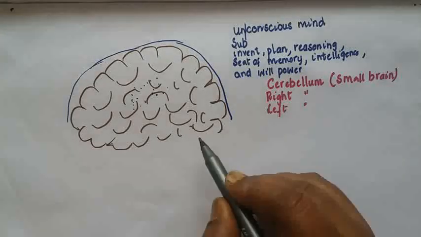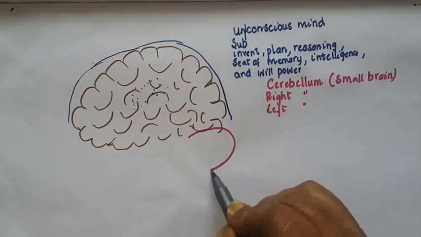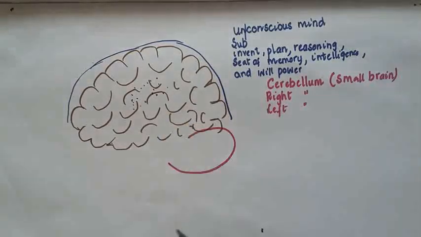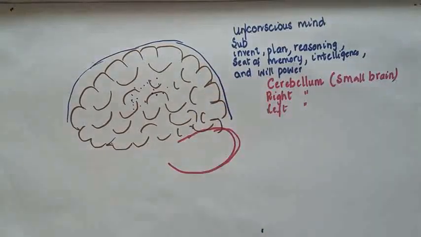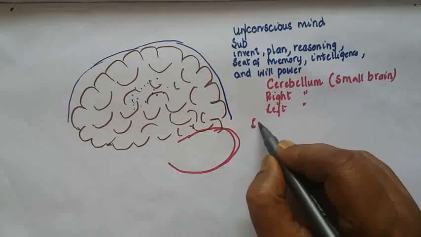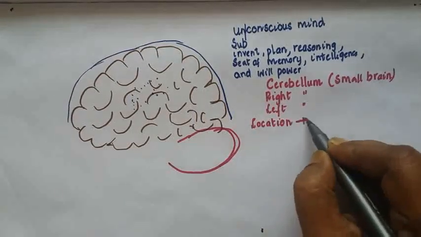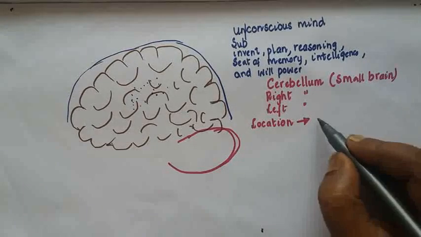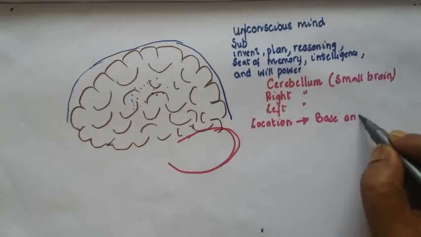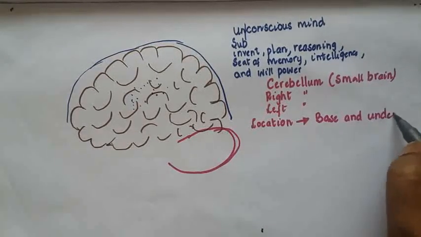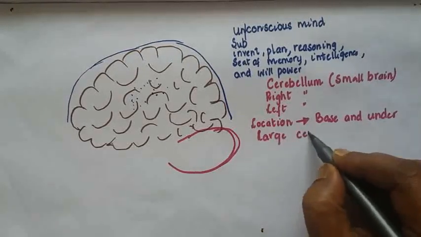So where do we have this cerebellum? The cerebellum is situated under the large cerebrum. It is found at the base and under the large cerebrum. So what is the location of the cerebellum? The location of the cerebellum is at the base and under the large cerebrum.